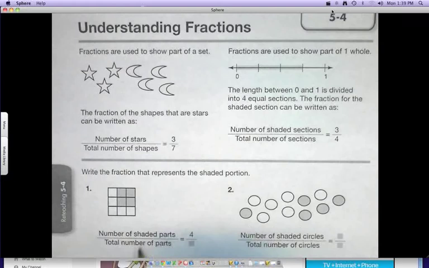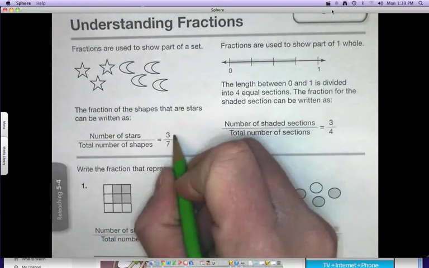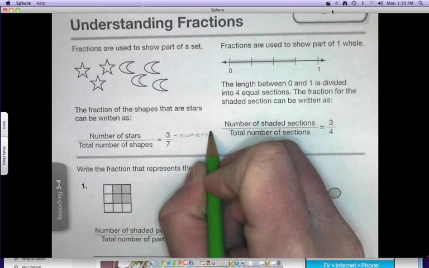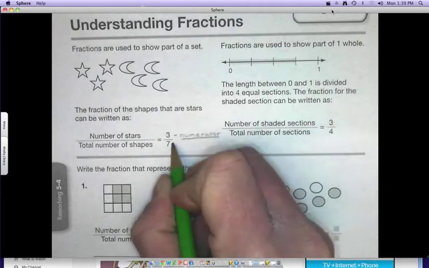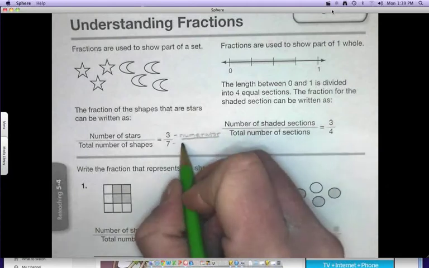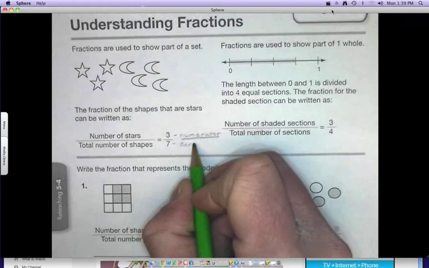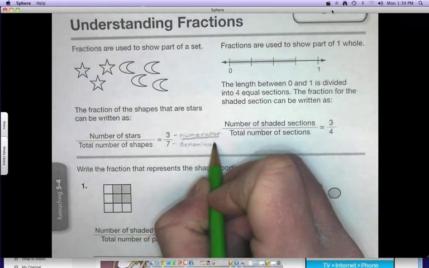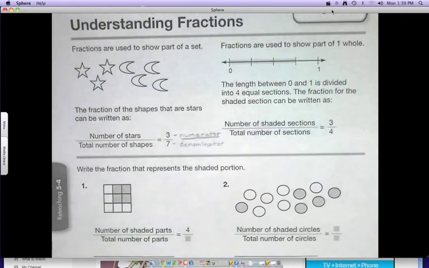I do want you to recall the 2 vocab terms: numerator, which is used to describe the number on the top of a fraction, and denominator, which is the total number, and that is at the bottom of a fraction.